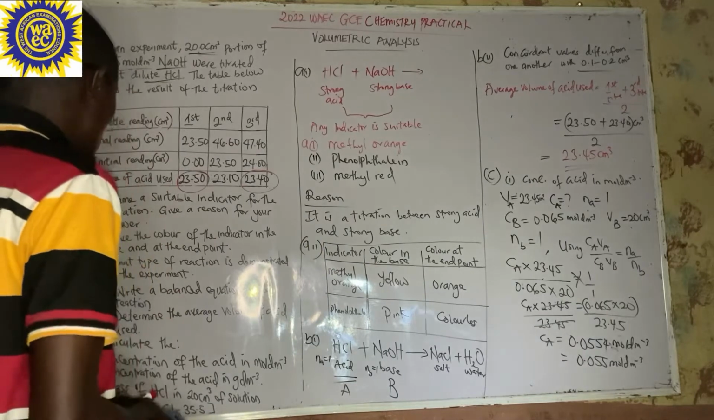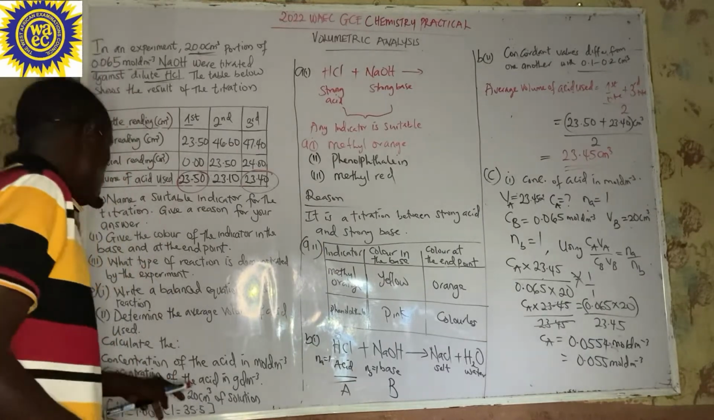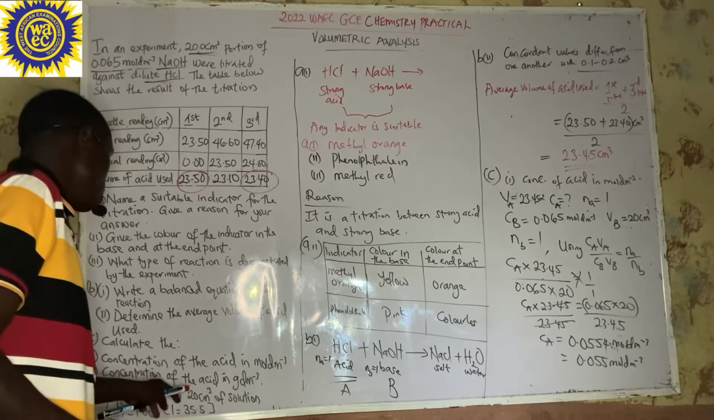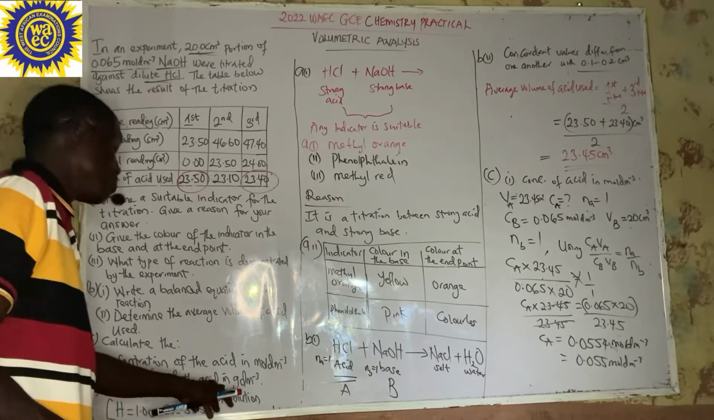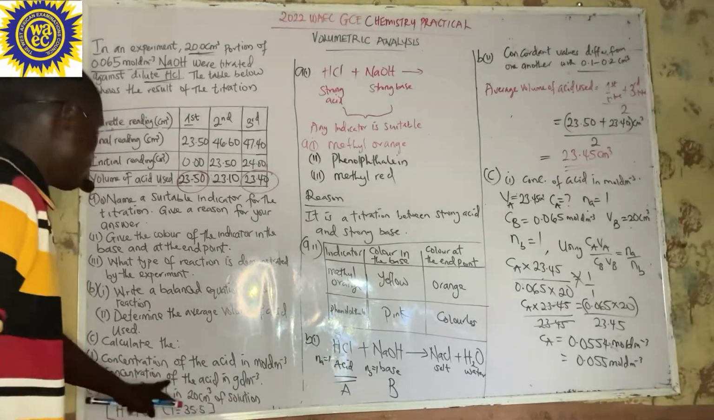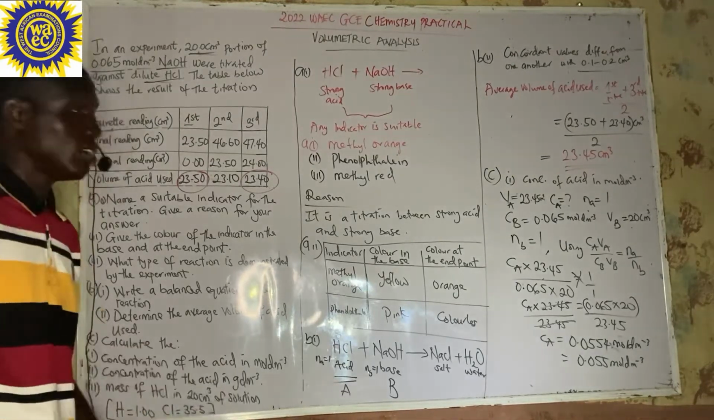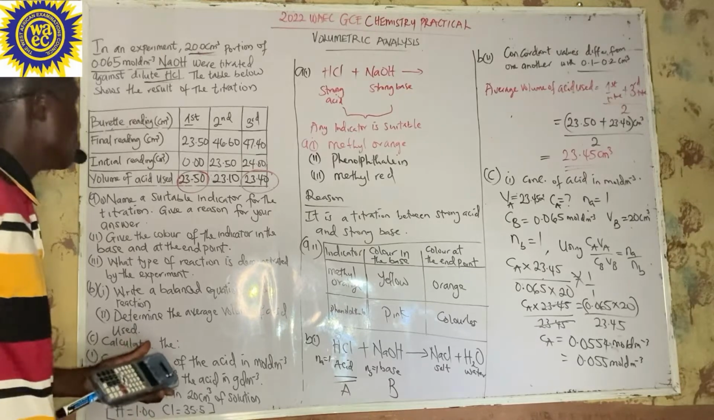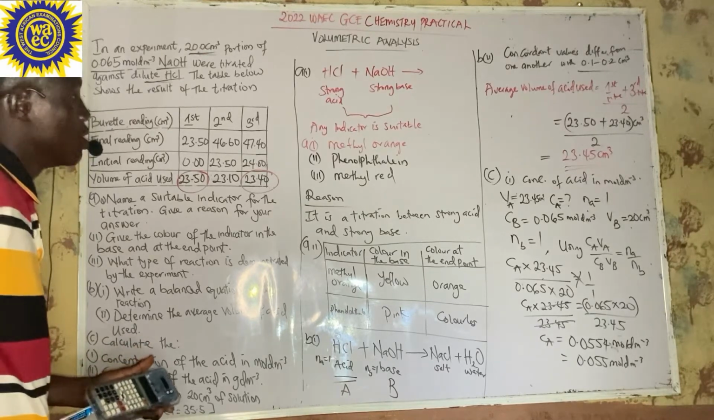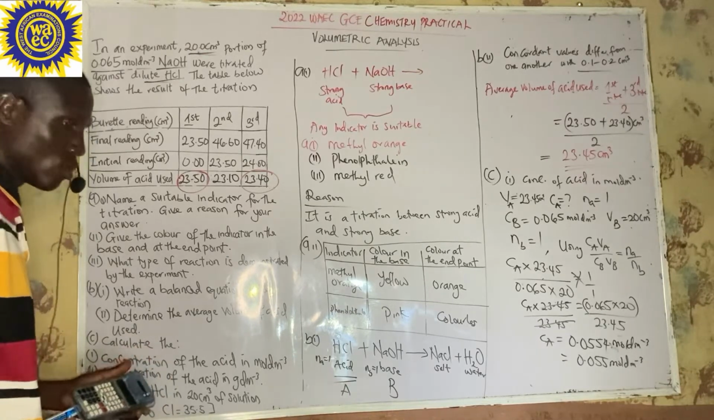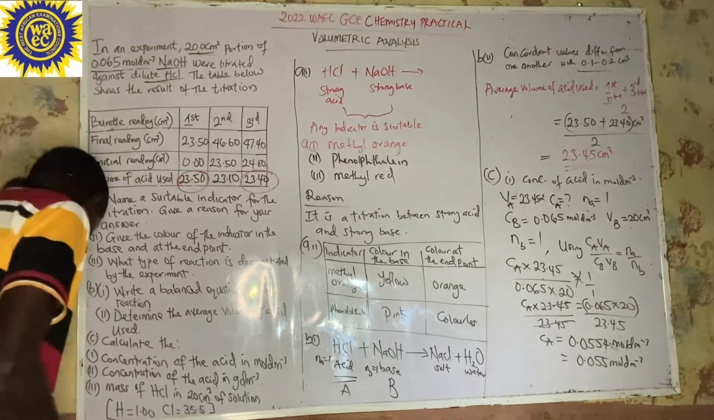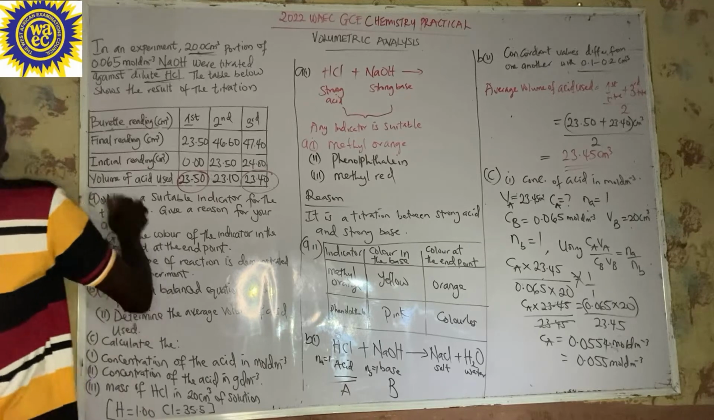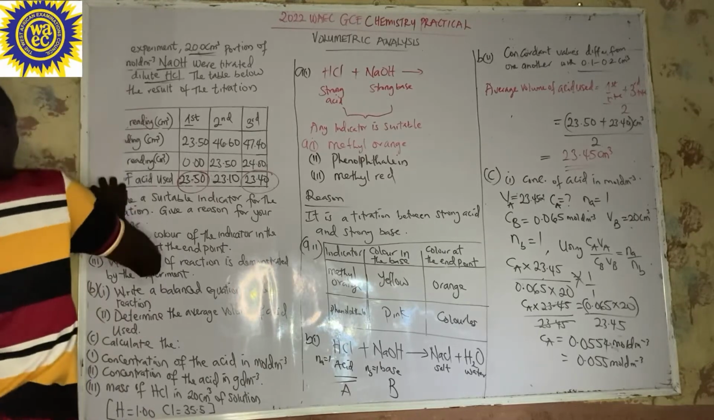Now we are asked to calculate the concentration of acid in gram per dm cube, which is the mass concentration, as I told you the last time. That one is mass conc. So now to calculate the mass conc, let's quickly clean the board. Now I'm done with this.